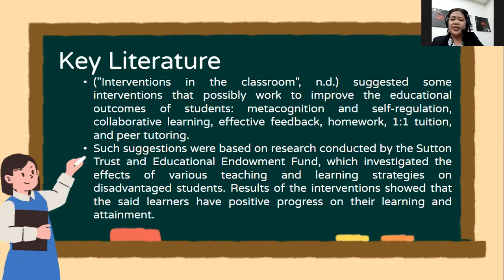Another key literature suggested the interventions that possibly work to improve the educational outcomes of students: metacognition and self-regulation, collaborative learning and effective feedback, homework, one-to-one tuition, and peer tutoring. Such suggestions were based on research conducted by the Sutton Trust and Education Endowment Foundation, which investigated the effects of various teaching and learning strategies on disadvantaged students. Results of the intervention showed that the said learners have positive progress on their learning and attainment.